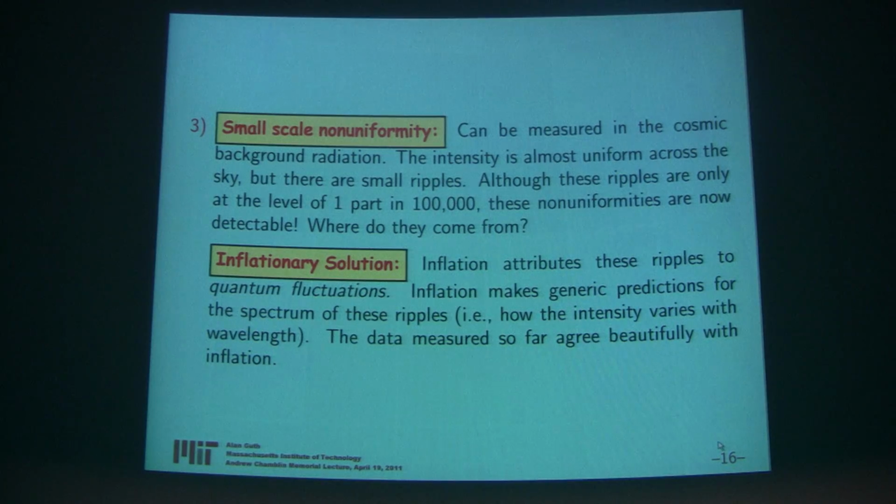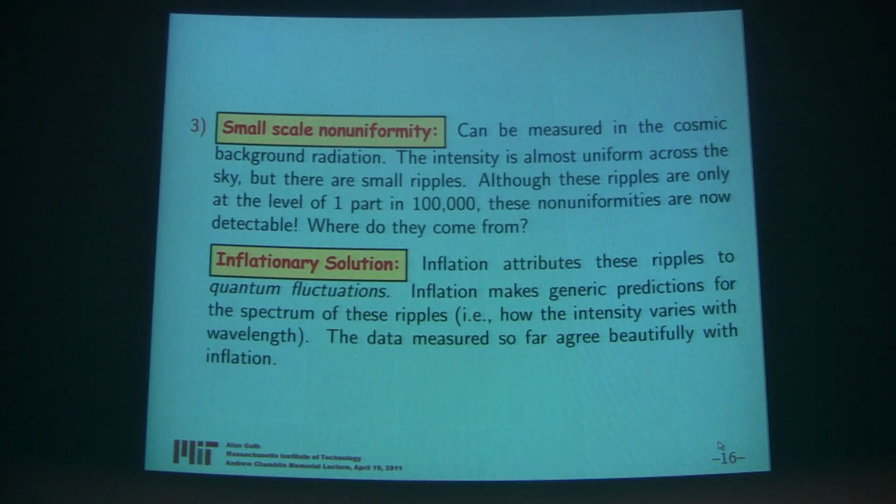Inflation attributes these ripples to the fundamental nature of quantum physics. As you probably know, the physicists are convinced that the world is really described by quantum theory and not by classical mechanics. And quantum theory is fundamentally a probabilistic rather than a completely predictive theory. So in this case, the classical version of the theory is predicting that the mass density of the universe would be completely uniform, this critical value.